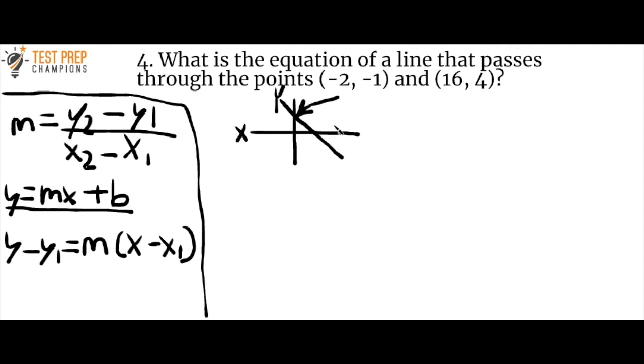So now we see that we've got a line here, and whenever you've got a line, you can find the equation of that line if you know the slope and 2 points that are on that line. So for example, this -2 and -1, these would be 2 points on a line. Same with the 16 and 4.